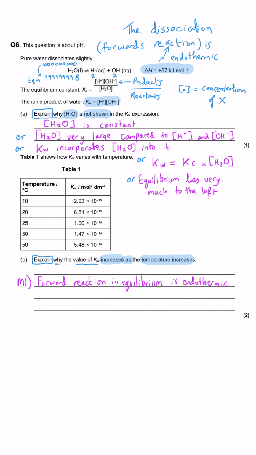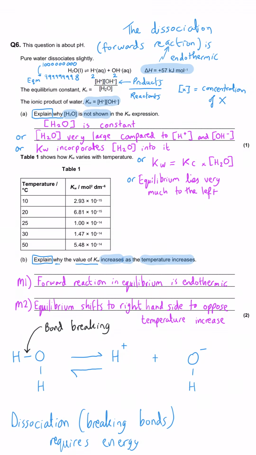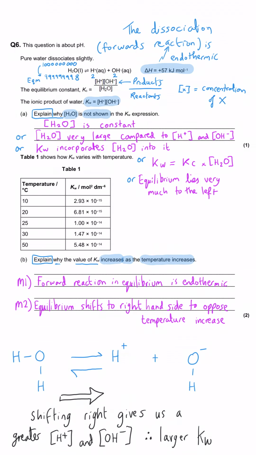Sometimes you're not given this value and you're just expected to know that a dissociation requires energy, so is endothermic. As a result of that endothermicity, the equilibrium will shift to the right-hand side when the temperature is increased, which gives us a greater concentration of hydrogen ions and hydroxide ions, and so the value of Kw will be larger.